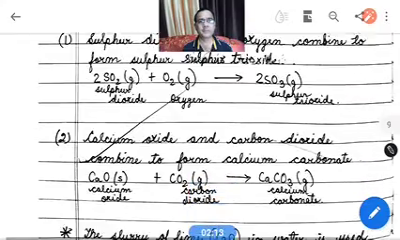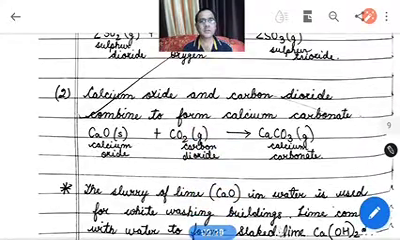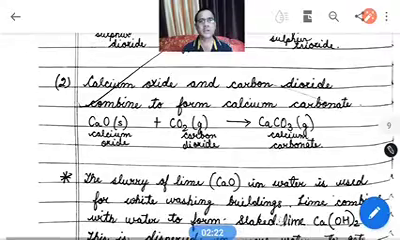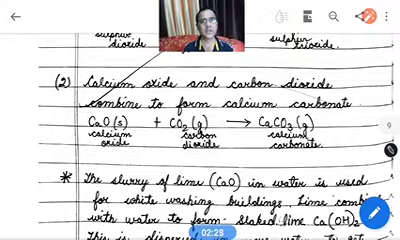Second example: calcium oxide and carbon dioxide. Calcium oxide is called tuna, our normal tuna which we use at home, also called quicklime. When calcium oxide reacts or combines with carbon dioxide, CO2, it forms calcium carbonate. Here also the two compounds react together and form one compound, that is calcium carbonate. This is another example of a combination reaction.